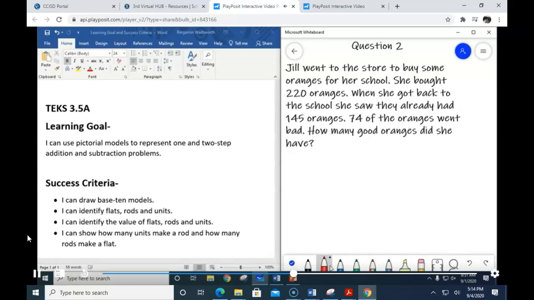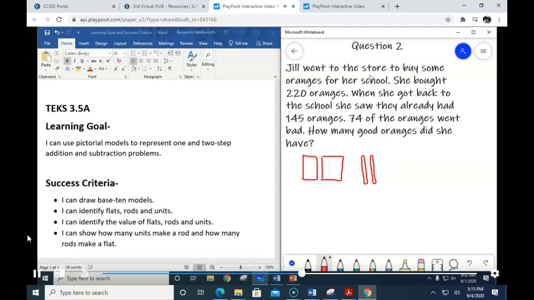We're going to go ahead and draw that in our base 10 models, right? So we've got a 2 in the 100 spot, which means we've got how many flats? 2 flats. And then we've got a 2 in the 10 spot, which means we've got 2 rods. And then we've got a 0 in the unit spot, which means we don't have any units on this number, right? So this equals 220.